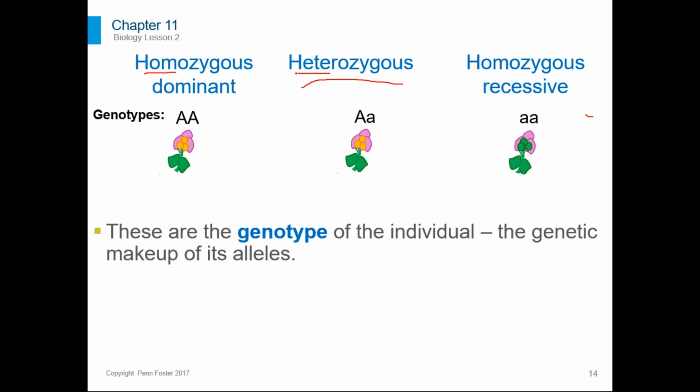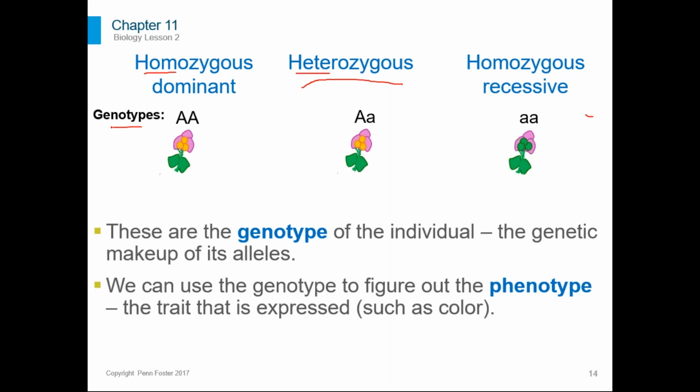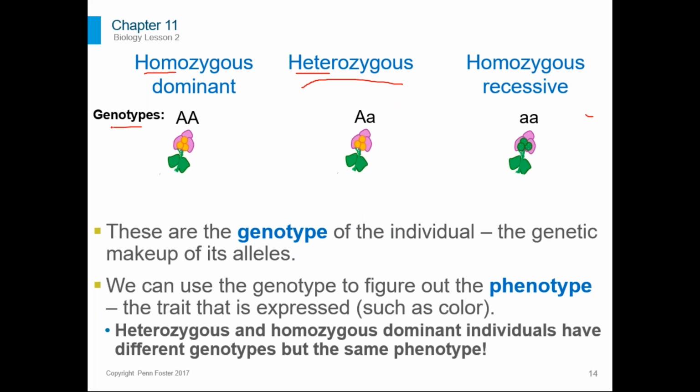These terms describe the genotype of the individual. A genotype is the genetic makeup of the alleles. It doesn't describe what the individual looks like, it describes the alleles that it has. But we could use the genotype to figure out the phenotype. That's the trait that is expressed, such as color. So you should notice that the heterozygous and homozygous dominant individuals have different genotypes, but the same phenotypes.